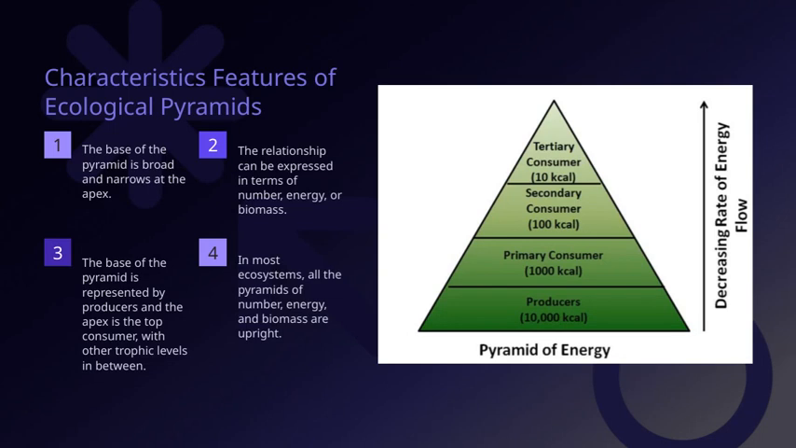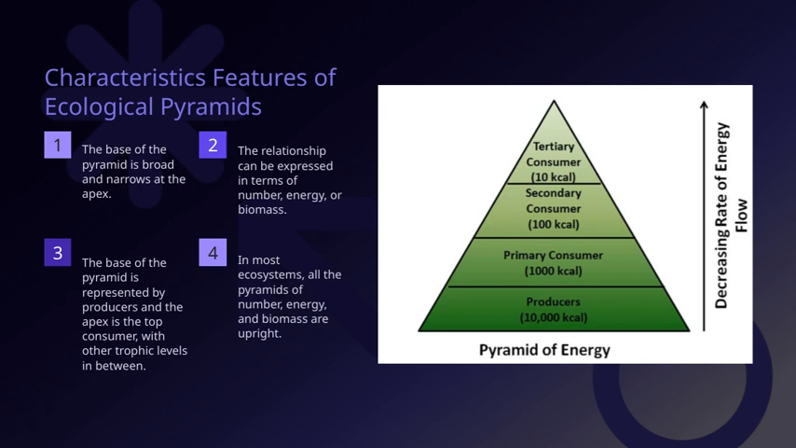In most ecosystems, you'll notice that all three types of pyramids, number, energy, and biomass, are typically upright. This means they have a broad base that gradually narrows as you move up the trophic levels. The relationship described by these pyramids can be expressed in terms of the number of organisms, the amount of energy, or the total biomass present at each level. No matter which aspect you're focusing on, the overall shape remains quite similar.